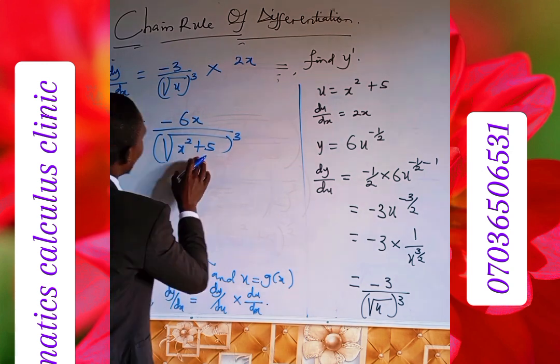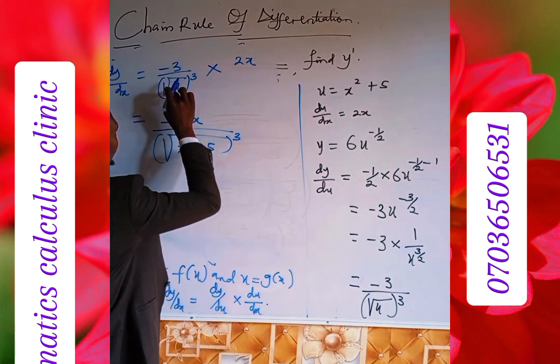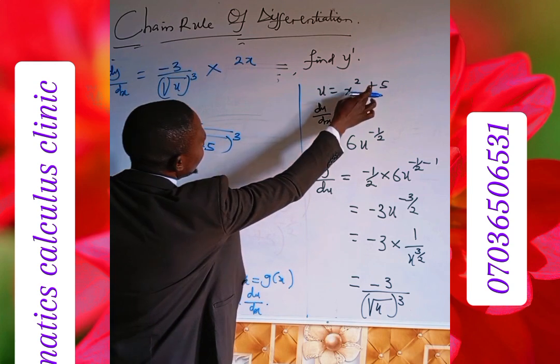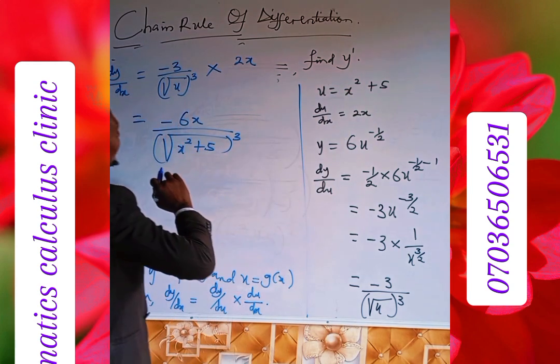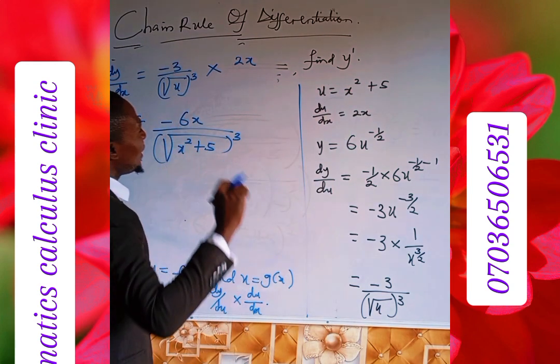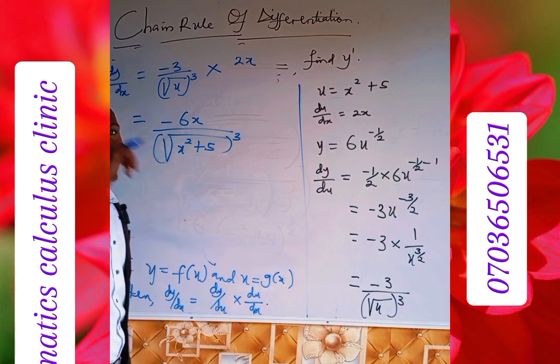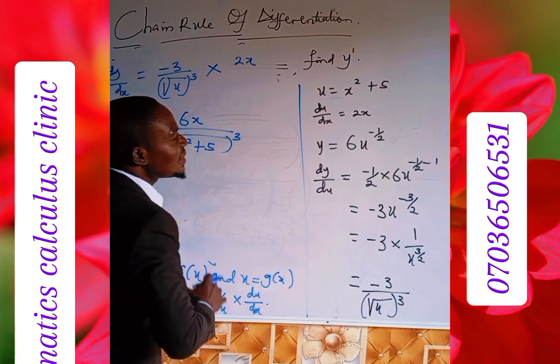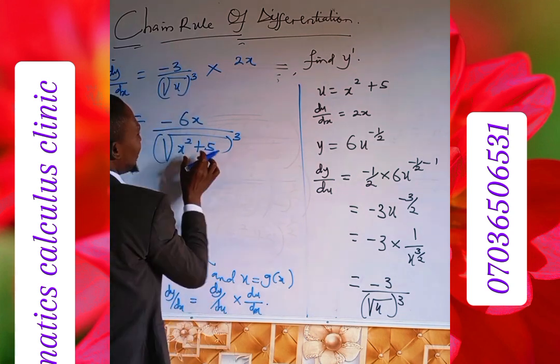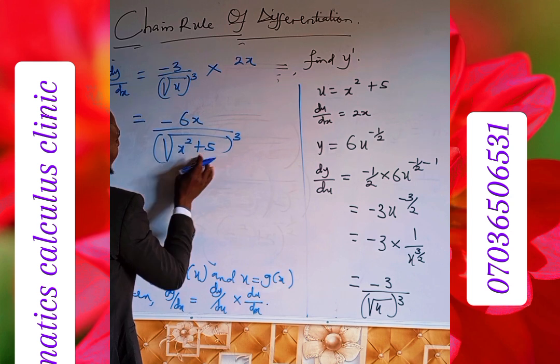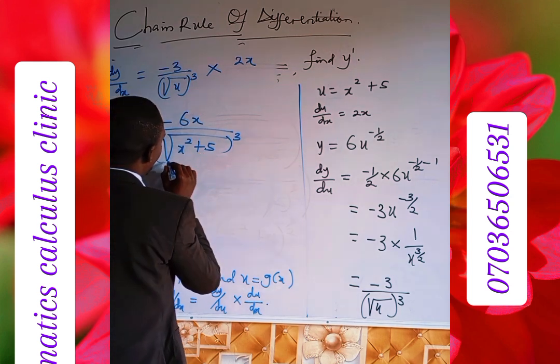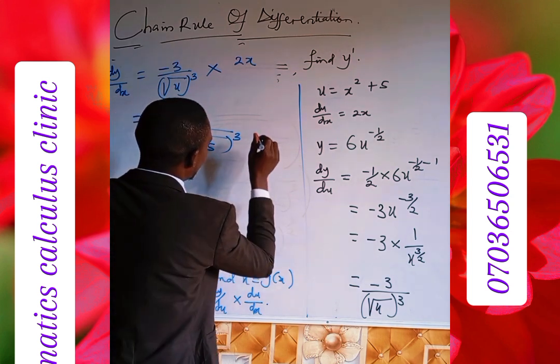Now what happened here? Remember, we took u as x squared plus 5. The question says dy/dx, so your final answer must be in x. So u is the same as this. So this is our final answer.